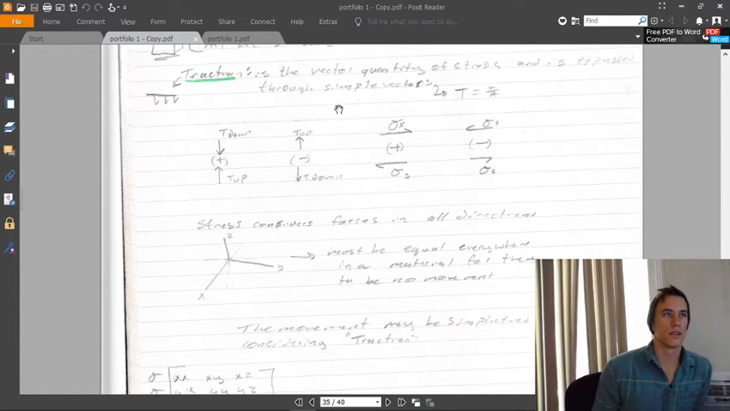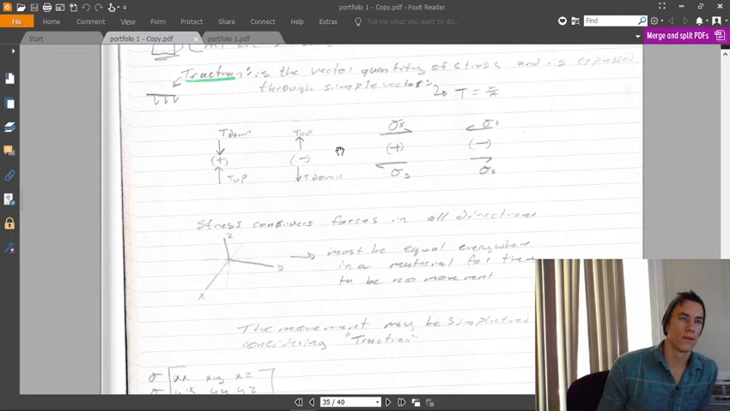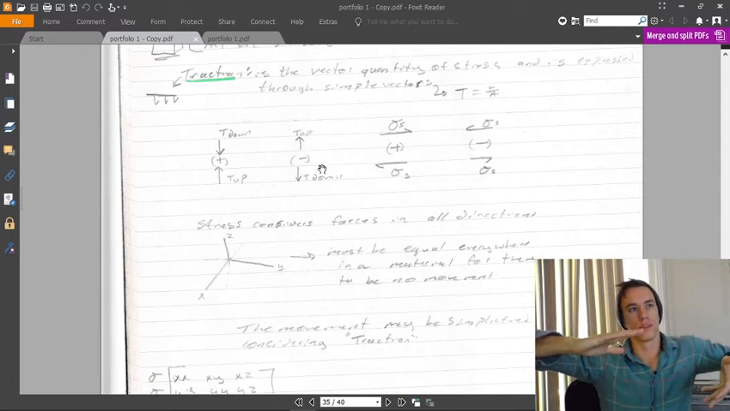Traction is the vector quantity of stress that is expressed through simple shear. The best way to think about it is, if you're walking along the surface, your feet have traction against the surface. Here, a clockwise shear is considered positive, and counterclockwise is negative. T down and T up are positive, and T up going up and T down going down is considered negative. So this would have a positive traction, this a negative, this a positive shear, this a negative.